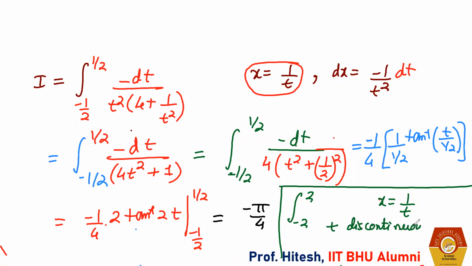So this is the learning from this example, that we cannot put x equal to 1 upon t because t is not continuous in this region. At x equal to 0 it is not continuous, so it is not applicable. Putting x equal to 1 upon t is not applicable in this limit. So pi upon 4 is the correct answer, not minus pi upon 4. Please write it down.